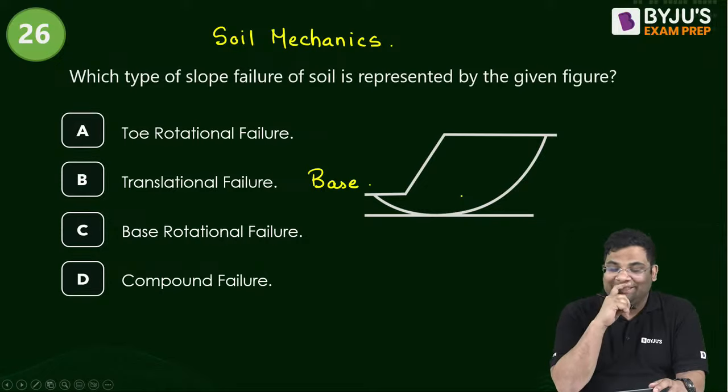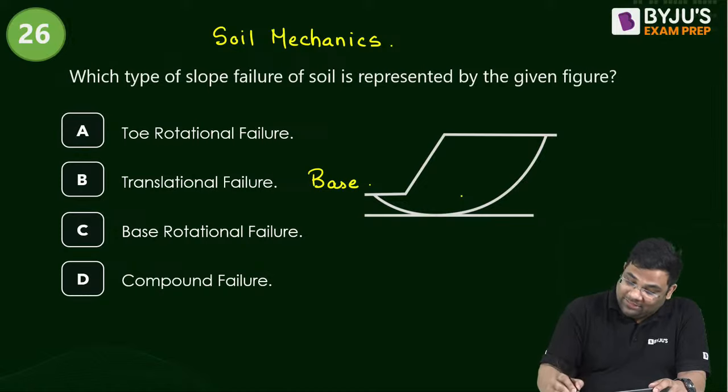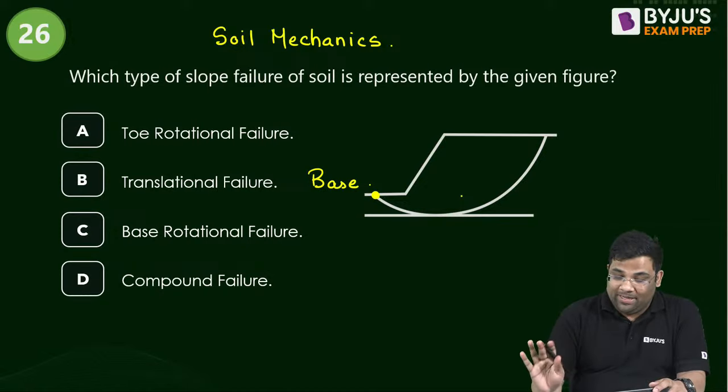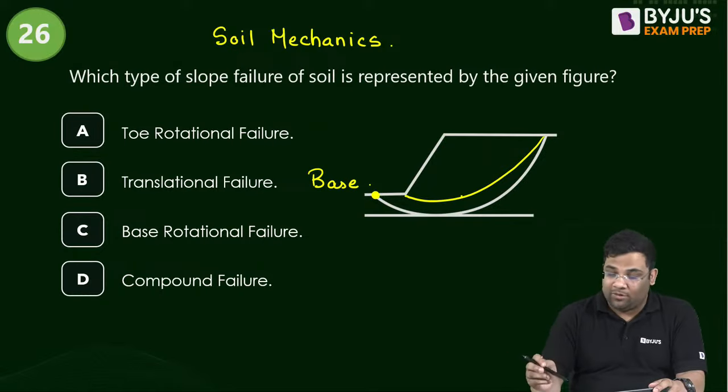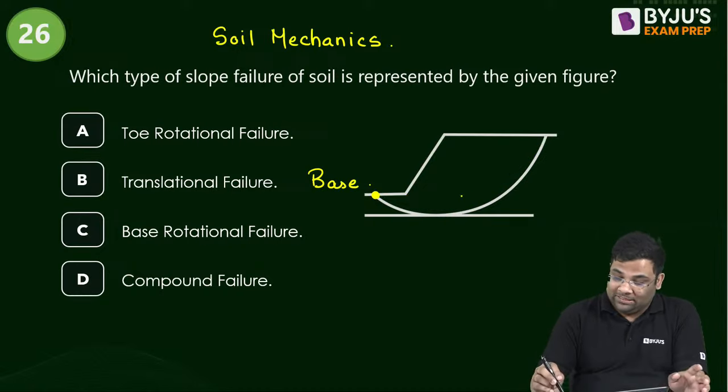Very straightforward. It is what? Base rotational failure. You see, this failure surface is ending here. If it was ending here at the toe, then I would have told toe rotational failure, right? It is ending where? In the base. So base rotational failure. Direct question.